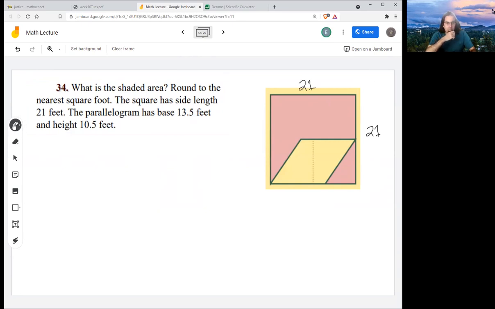The parallelogram has a base of 13.5 and a height of 10.5. I'm going to make the whole square red so I can color code things in a moment.